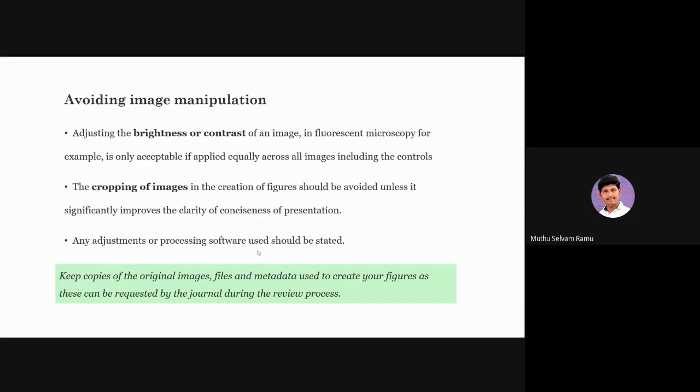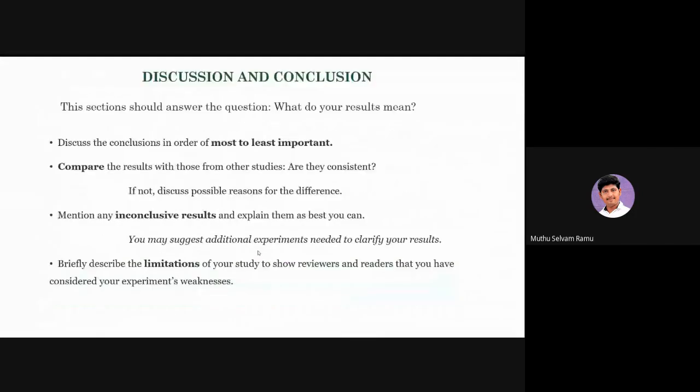So these are important points you should remember. It's not just copying something from 5 or 10 articles and making something like a manuscript. It is a big process. So you should be conscious in each and every step of the process. The next slide.